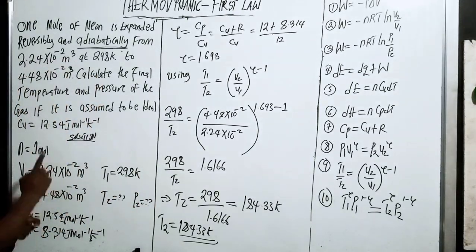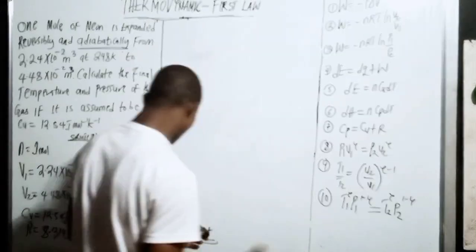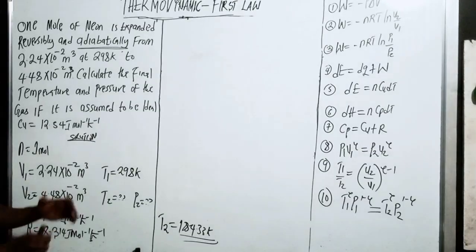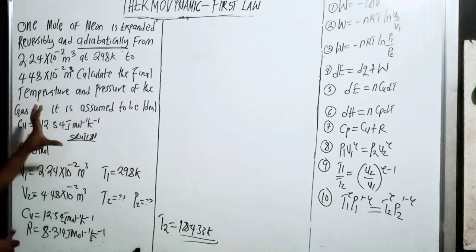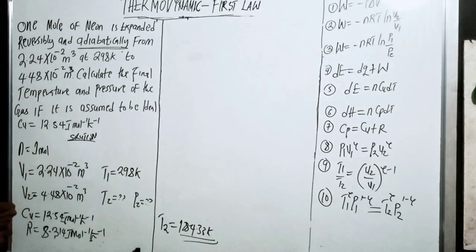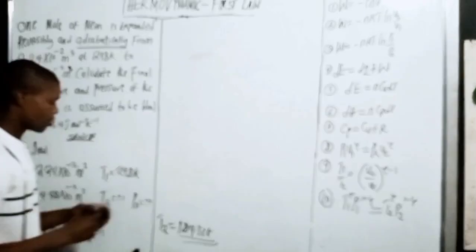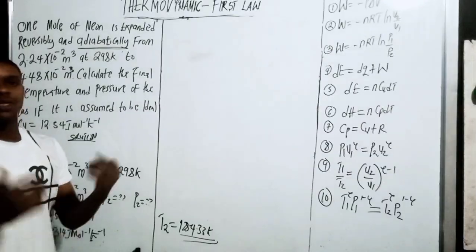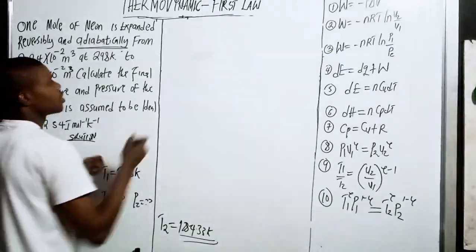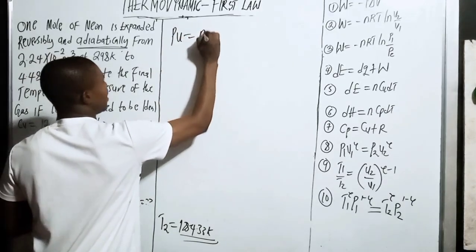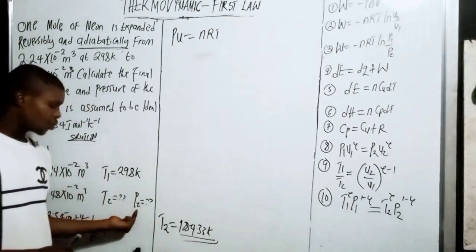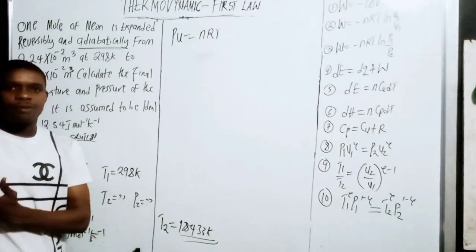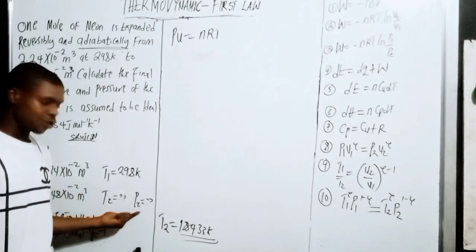So let's look at how we calculate T2. How do you calculate the final pressure? If you check very well here, no initial pressure was given to me, right? So I'm going to use the ideal gas equation, PV equals nRT. Now I'm talking about T2, P2, the final pressure. Just the final pressure you get.